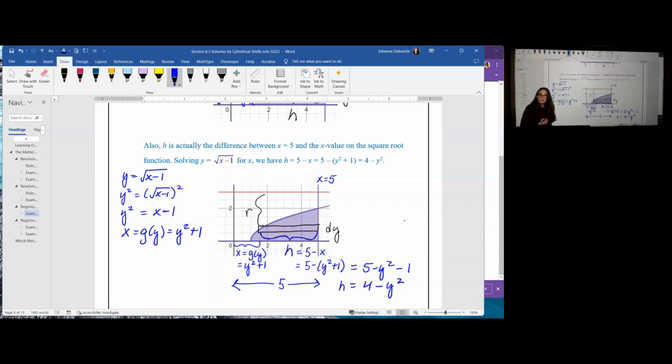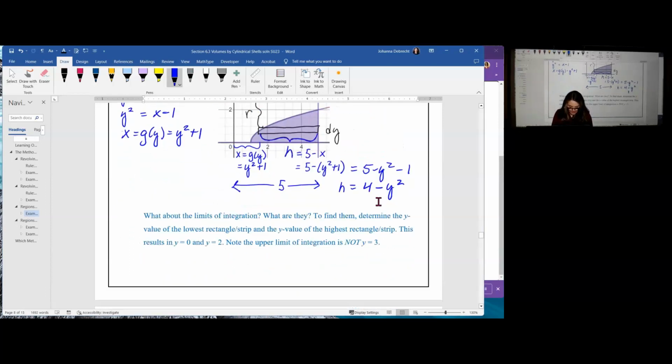Now I have all the pieces I need to set up the integral. I know in this case that the height is 4 minus y squared, and I know that the radius is 3 minus the y value. I know that the lowest strip is at y equals 0, and I found that the highest strip was at y equal 2. Let's write down the integral now.